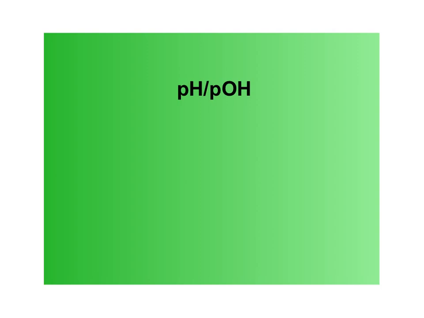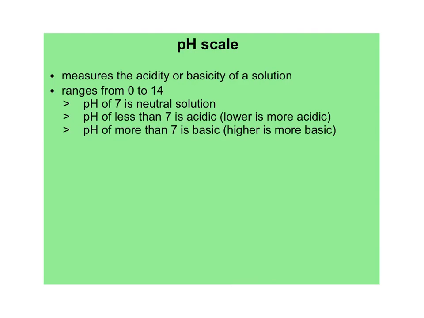In this lesson, we will discuss pH and pOH. The pH scale and the pOH scale measure the acidity or basicity of a solution. For the pH scale, the range is 0 to 14. 7 is neutral. Anything less than 7 is acidic. Anything greater than 7 is basic.